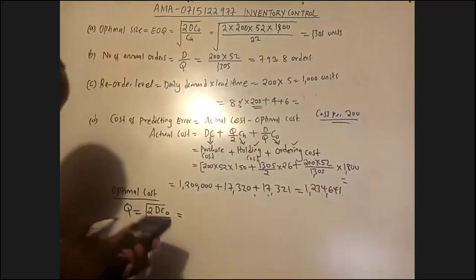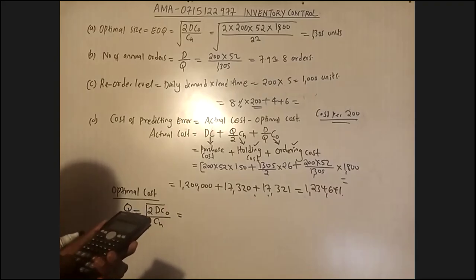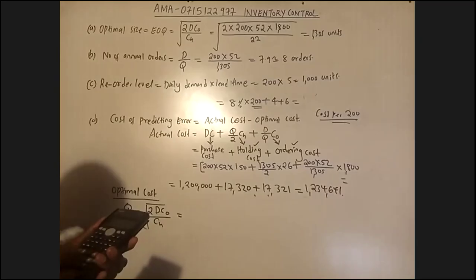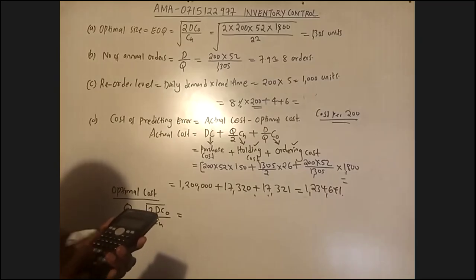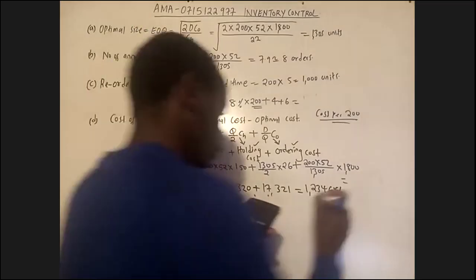It will increase. We say 200 times 52 times 150 plus 1305 over 2 times 26 plus 200 times 52 times 1305 over 1800. What do I get? 384.